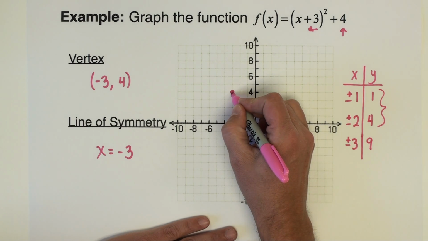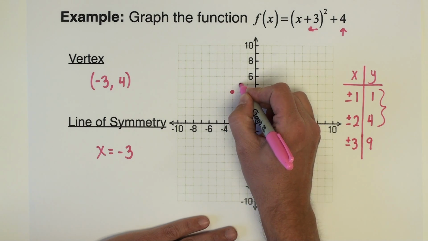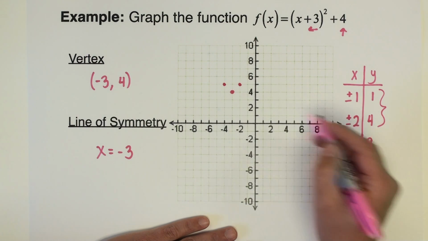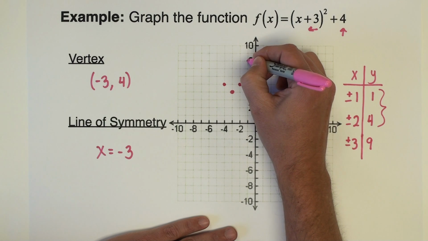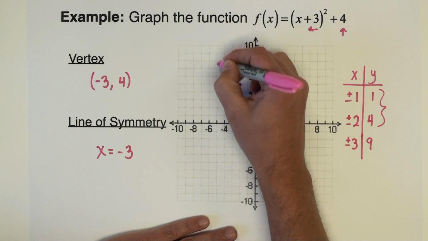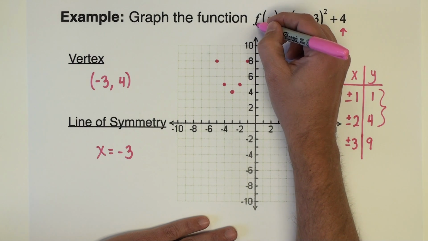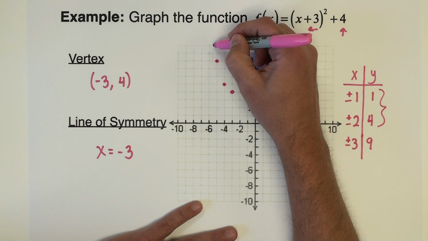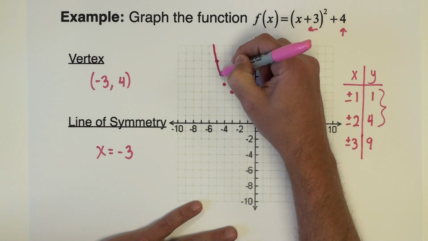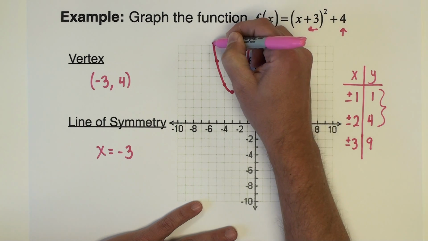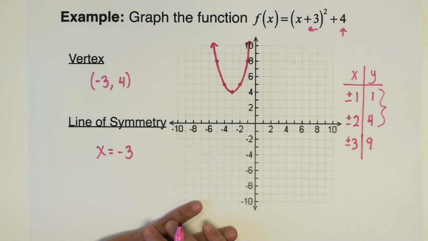So starting at the vertex, I'm going to go 1 over, 1 up, in both directions, and then go 2 over, 4 up. 1, 2, up 4, and 2 up 4. And as you can see, 3 over, up 9, I can't go up 9 and land on the graph, so I'm going to stop right there. And that's the graph of this parabola.